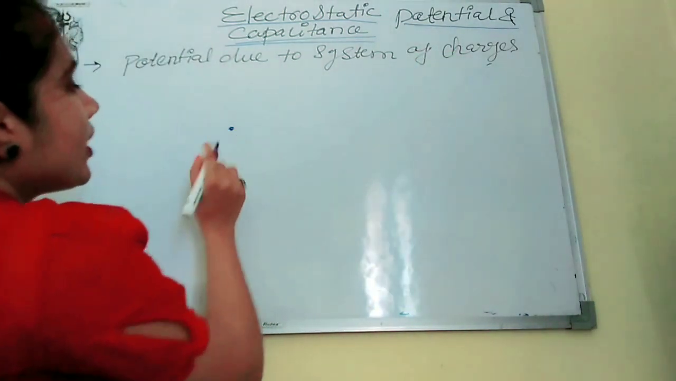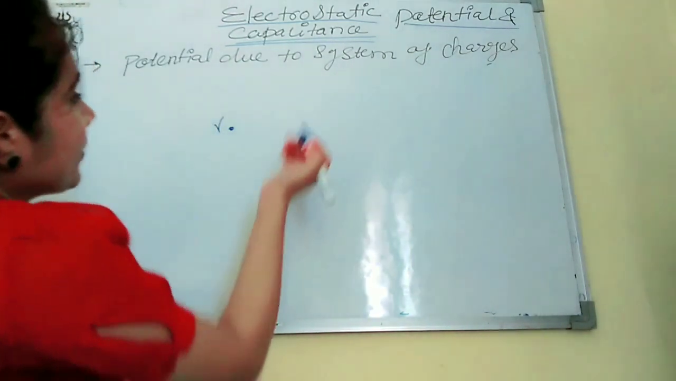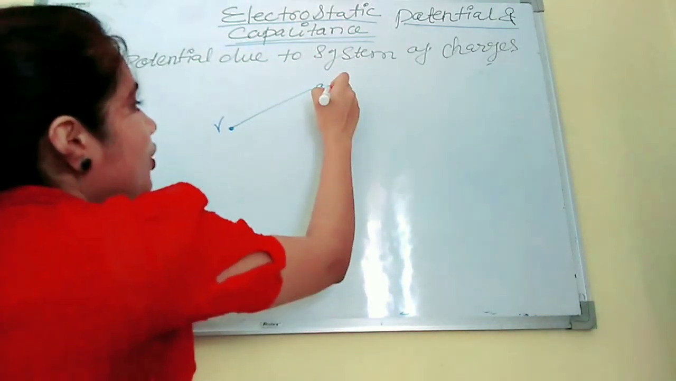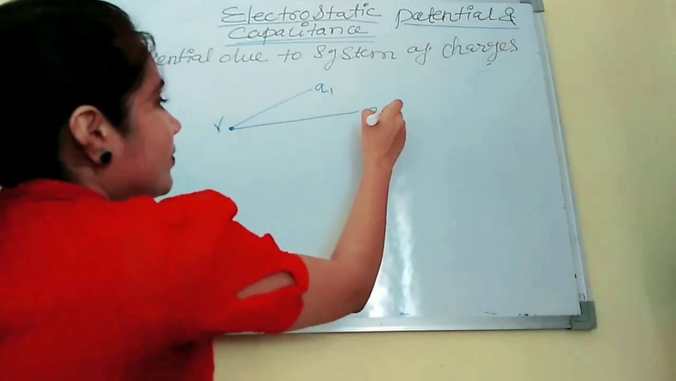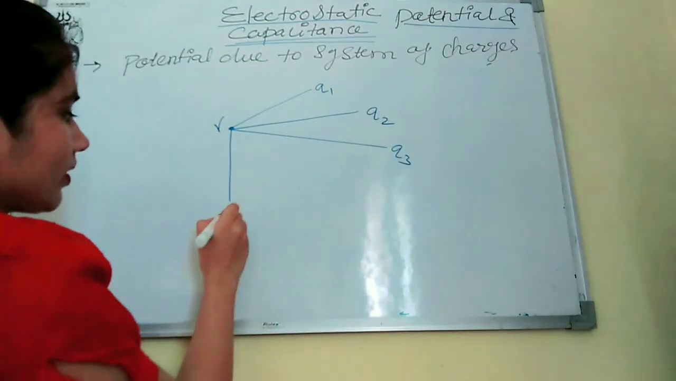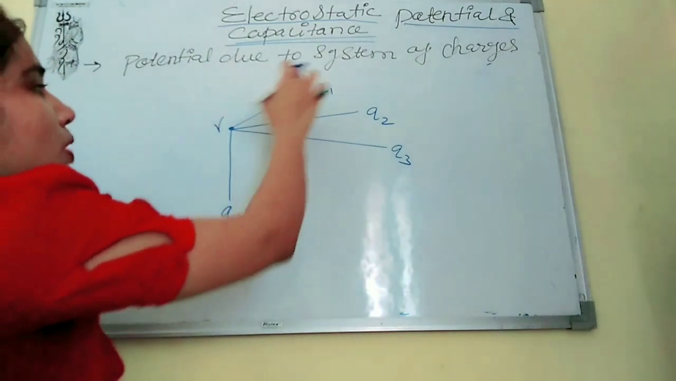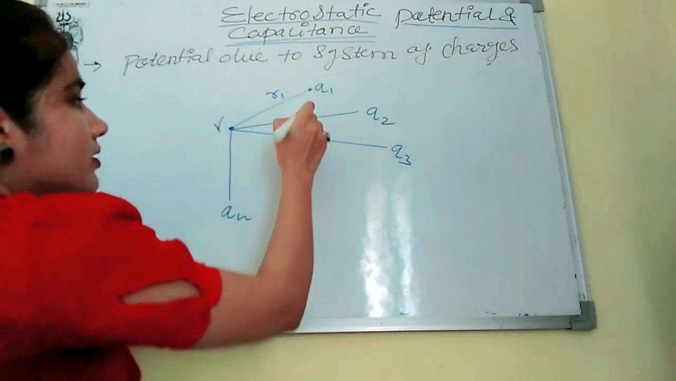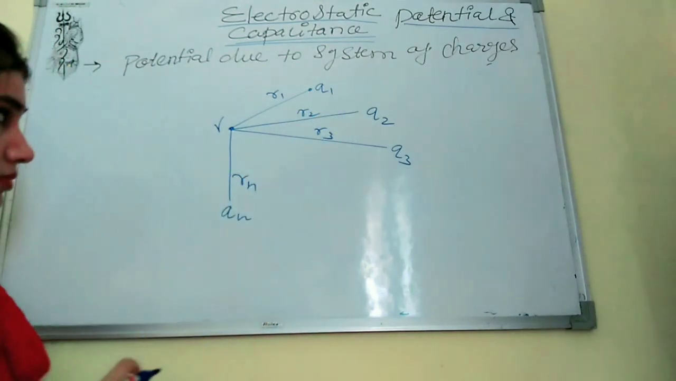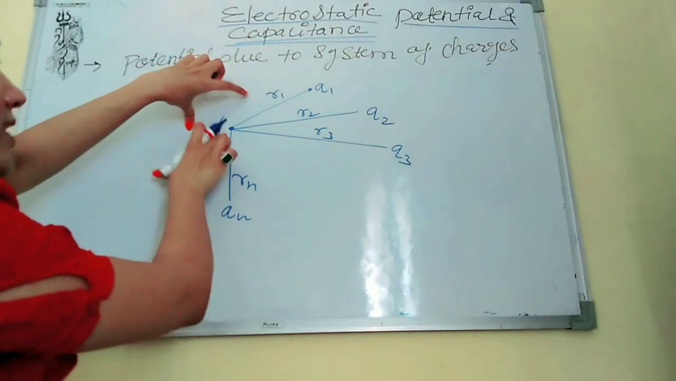Suppose a point is placed here where we have to find the potential, and we are taking it as V. Now, some charges are distributed, like Q1, Q2, Q3 and so on up to Qn. The distances from this point to these charges are R1, R2, R3 and Rn. Now find the net potential at this point.